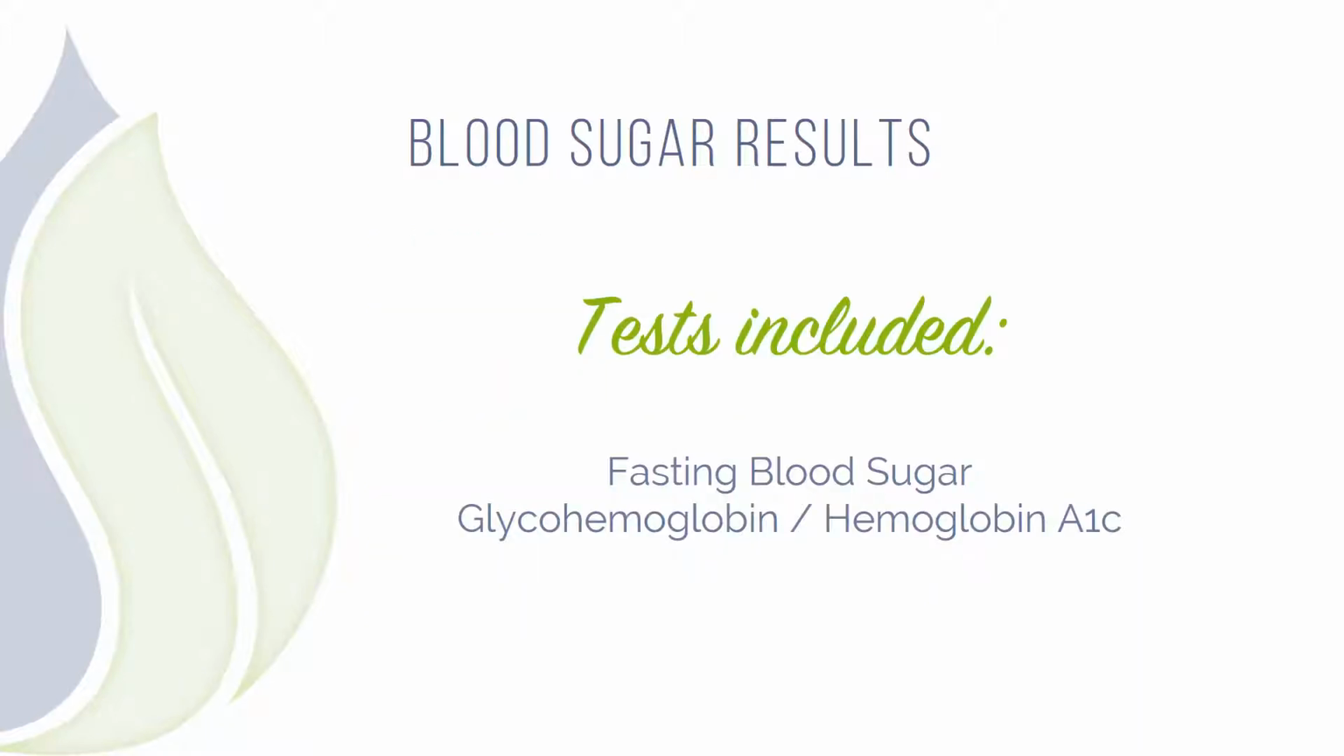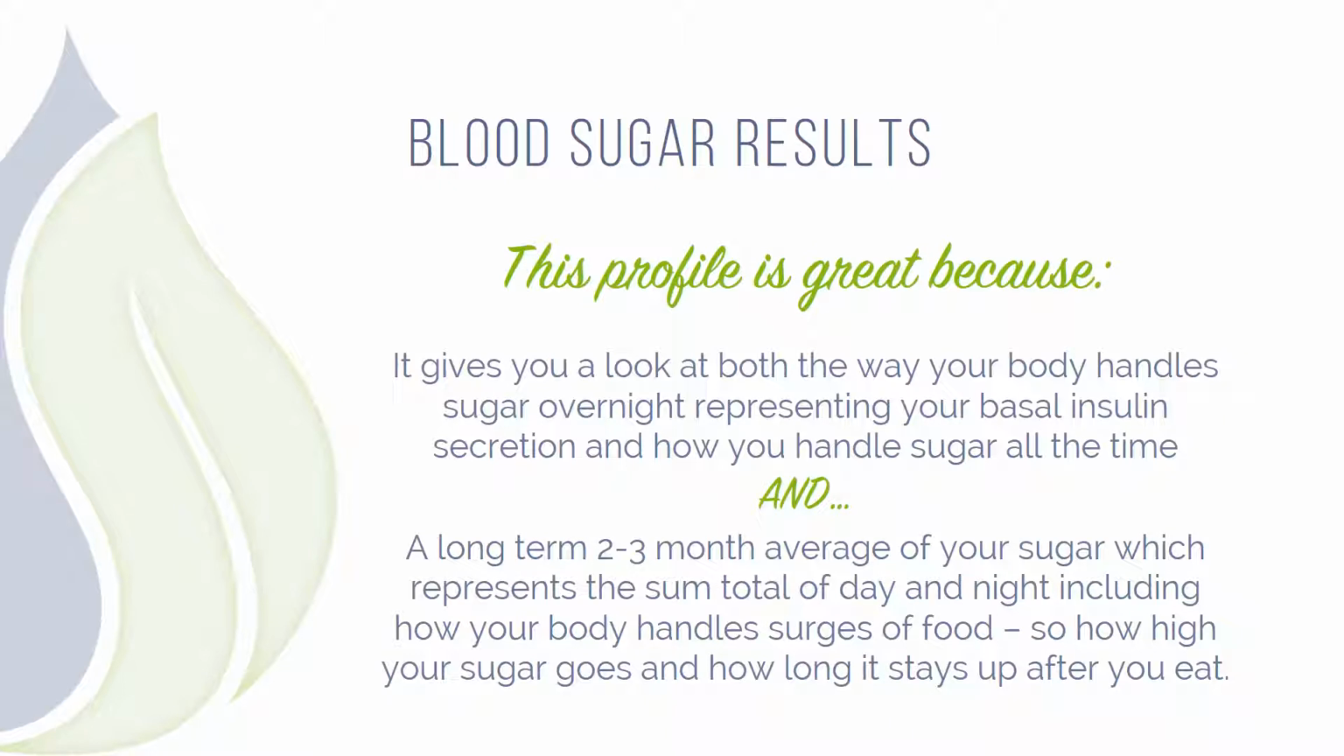Tests included in the Destiny Well blood sugar profile include the fasting blood sugar and the glycohemoglobin, or hemoglobin A1C test. The combination of these two tests is great because it gives you a look at both the way your body handles sugar overnight, representing your basal insulin secretion, and how you handle sugar all the time. And it gives you a long-term 2 to 3 month average of your sugar, which represents the sum total of day and night, including how your body handles surges of food, so how high your sugar goes and how long it takes to go down after you've eaten.